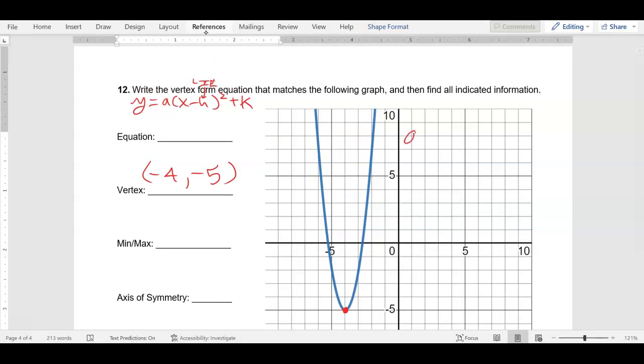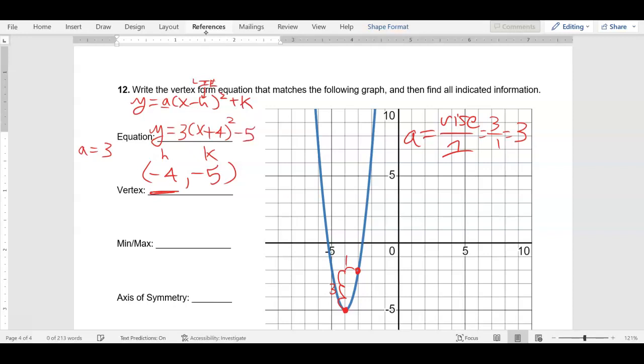And now I need to find A. A is rise over 1. So before it goes over 1 here, it rises 3 over 1, which is just 3. So A equals 3. H and K are here. So you can plug it in. So y equals 3 times x, H is a lie on the inside, so the opposite of negative 4 is plus 4 squared. And plus K, the regular K is minus 5.